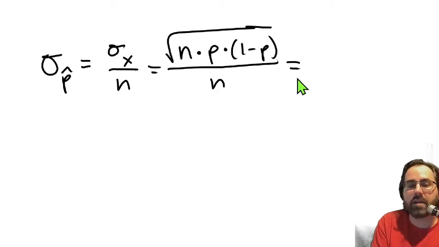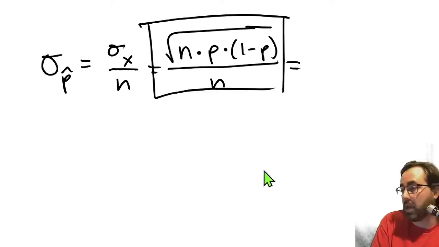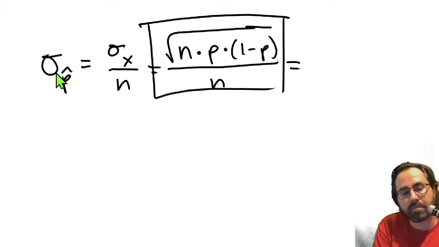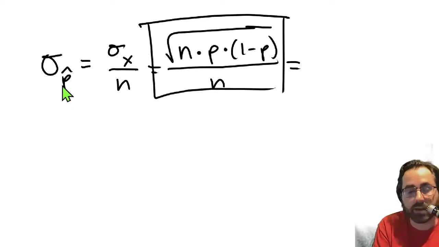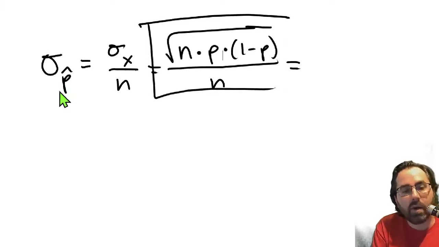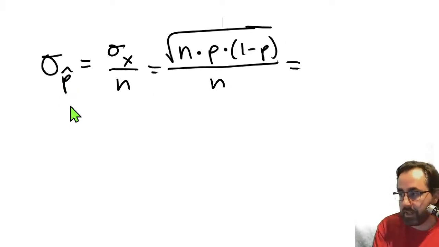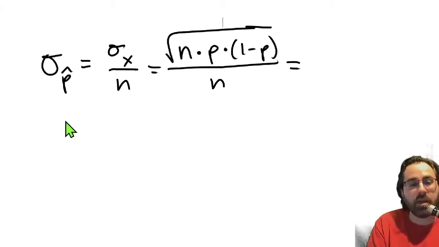Now let's continue to calculate this. How can we simplify this? Actually, this formula right here would work. We could just leave this as is, and it would work as a formula for the standard deviation of the proportions that we need in our z-score calculation above. However, we want to simplify this, and what appears in the book is a simplified version. What will appear in future statistics courses is a simplified version.